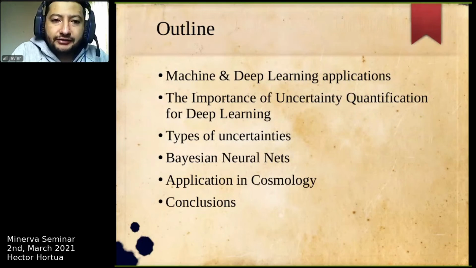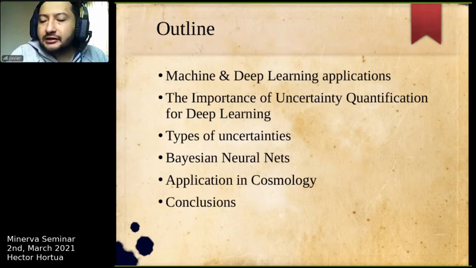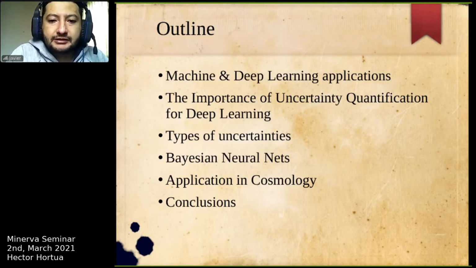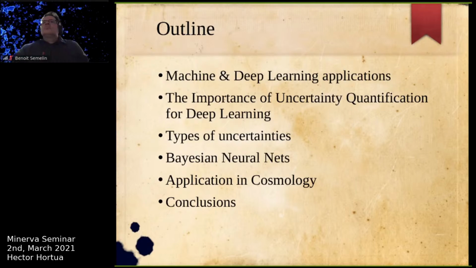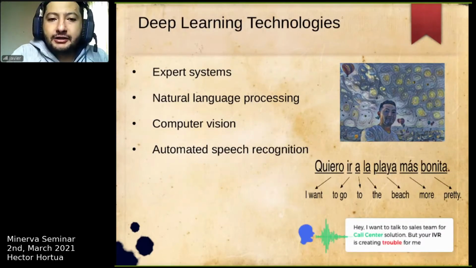So this is the outline of the talk. First, I want to discuss briefly the applications in deep learning. Then I will discuss the importance of including uncertainty in machine and deep learning methods. After, I want to show you the different techniques that people already have in order to include uncertainty in deep learning methods. Also I will describe the types of uncertainties that we find in deep learning. Then I will focus on Bayesian neural nets, which is one of these methods which allows us to compute these uncertainties. And finally, I will show you some applications in cosmology. Okay, so let's get started.